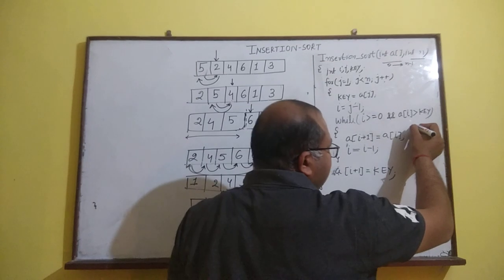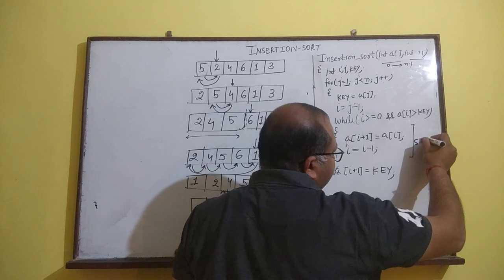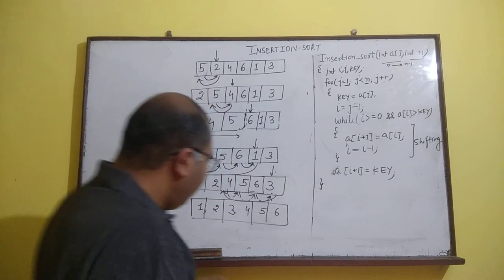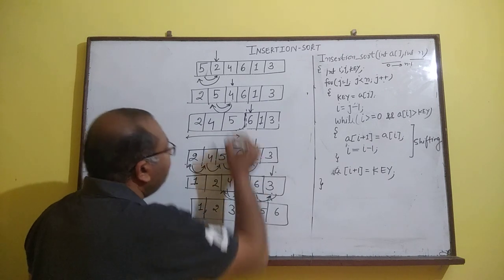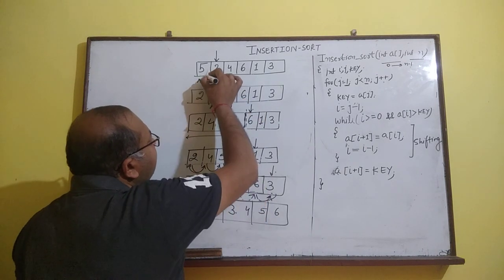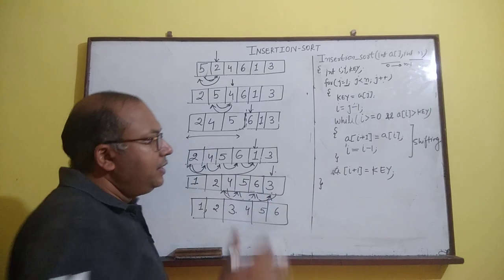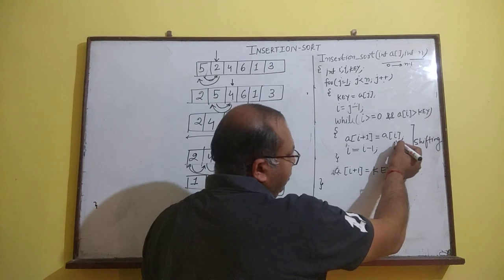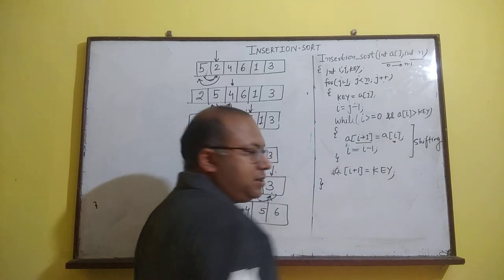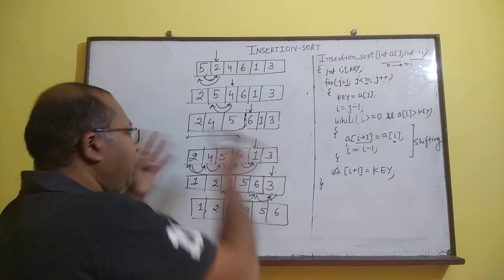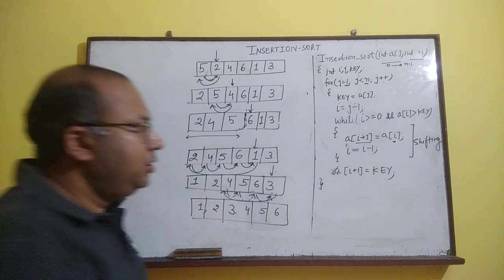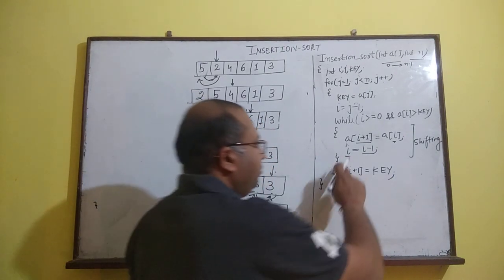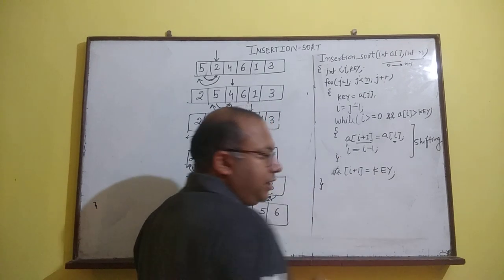So basically in this section we are shifting. And how are we shifting? Every time this element is coming to here, this element is coming to here. That means A[i] is going to A[i+1]. So what we are doing? We are shifting the A[i] element to A[i+1]. And we are going in the backward direction. So that's why i should be reduced by i minus 1, because it is a backward loop. That's why we are doing this.